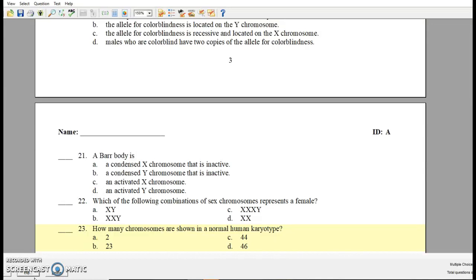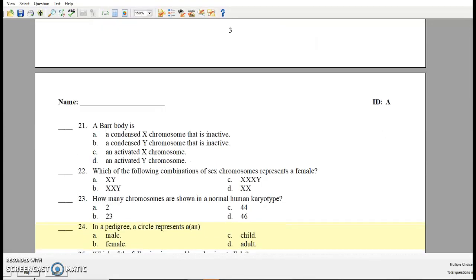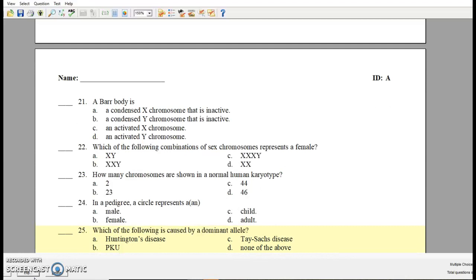23, how many chromosomes are shown in a normal human karyotype? And that would be 46 total chromosomes in a normal human karyotype. We have 23 pairs. In a pedigree, a circle will represent a female. Which of the following is caused by a dominant allele? That would be A, Huntington's disease. Huntington's disease is an autosomal dominant disorder that causes the brain to deteriorate and is fatal, usually onset 30s or 40s.